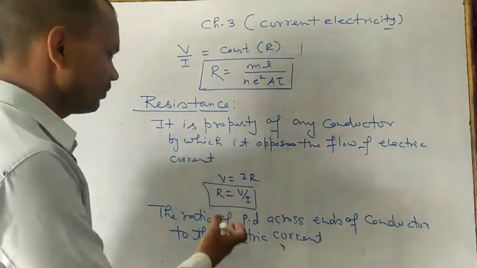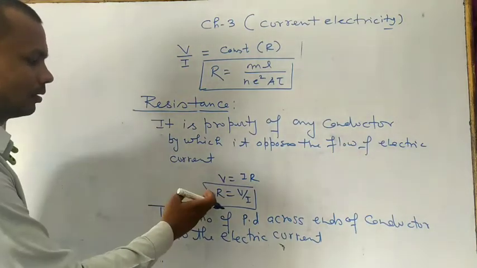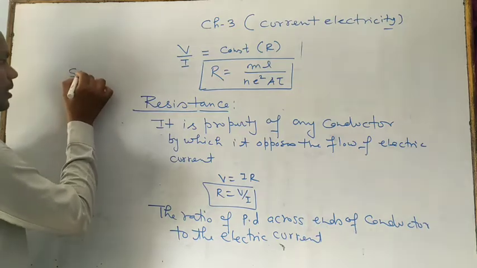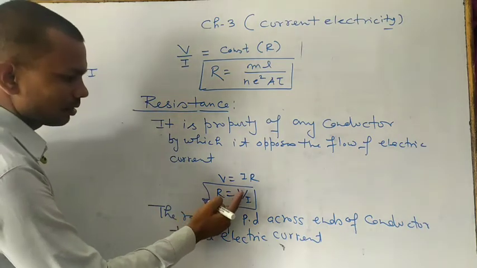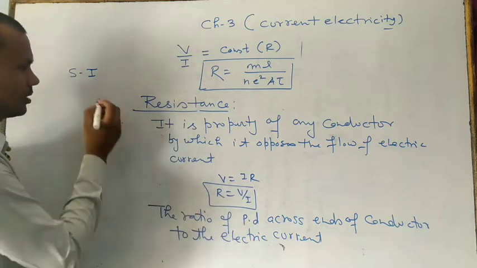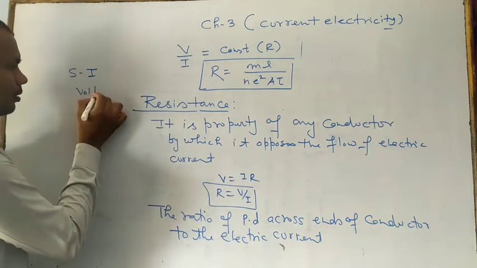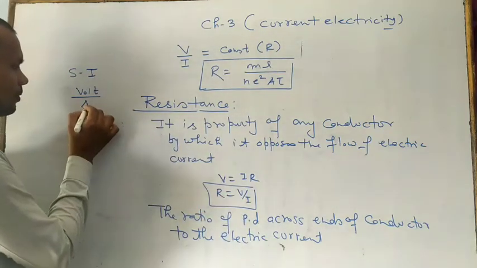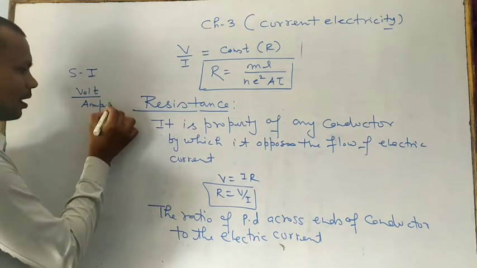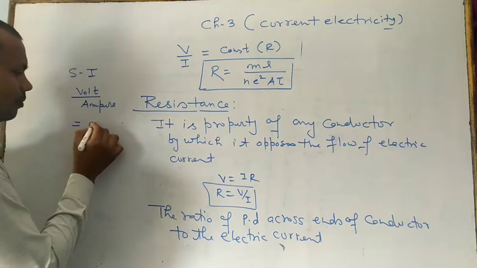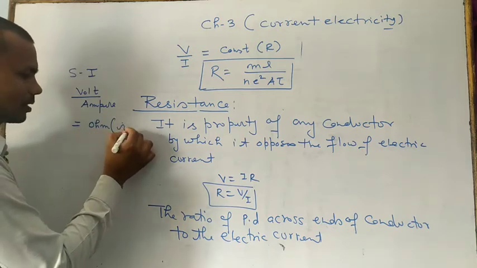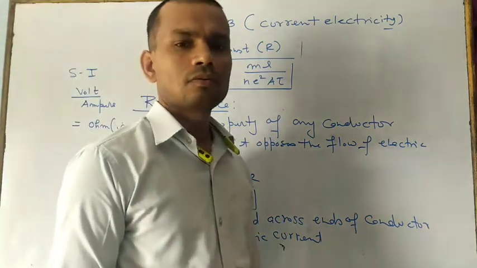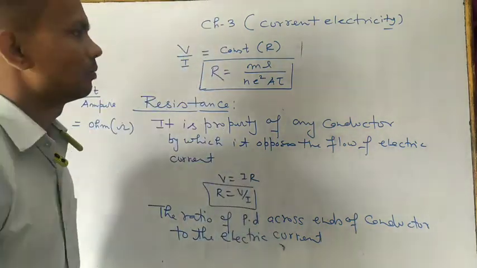Here you should know the SI unit of the resistance of a conductor. Potential difference is in volt, and current is in ampere, so volt per ampere is known as ohm, and the symbol is omega. So the SI unit of resistance is ohm, and the symbol is omega.